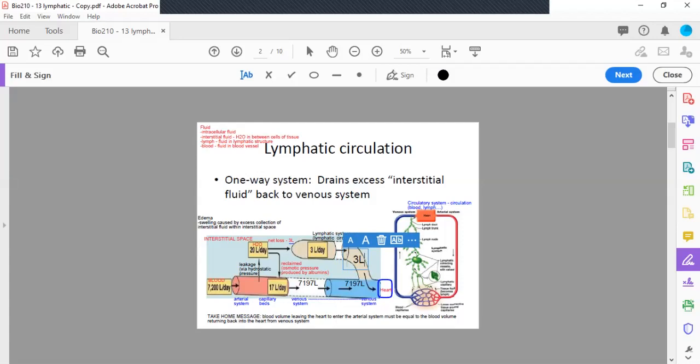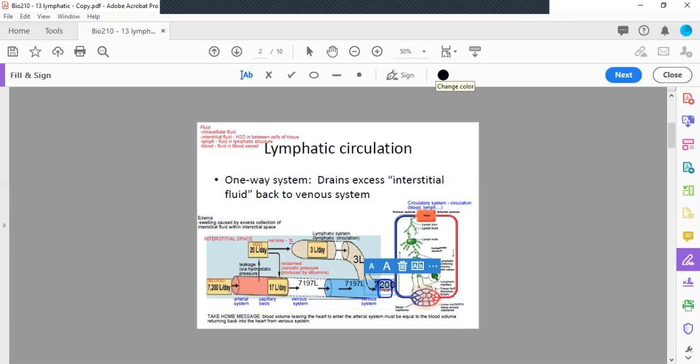Okay. Now, when you combine both of these, 7,197 combined with 3 liter, you have a total of 7,200 liter of volume going back into your heart. Okay, so keep in mind that what goes out of the heart must come back to the heart. It's a closed circuit, which means that there is no loss of any volume, assuming we're not losing any blood through bleeding.